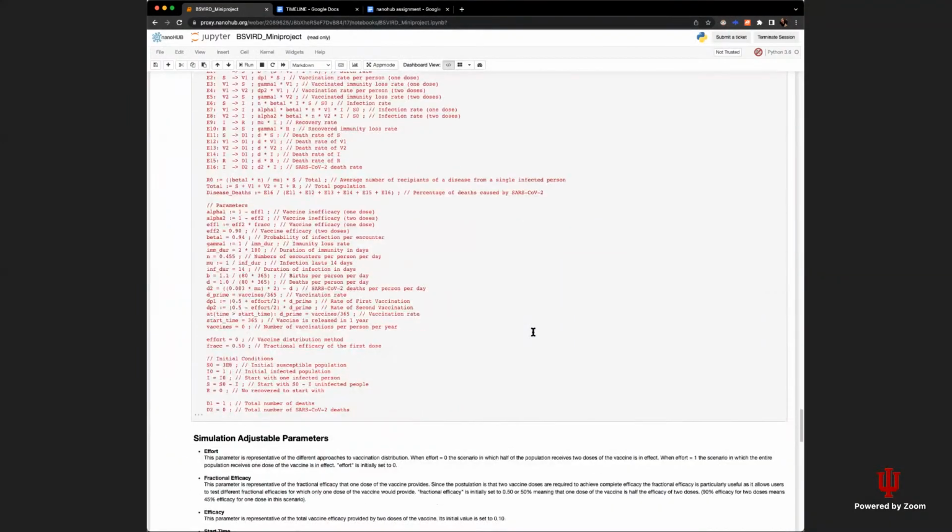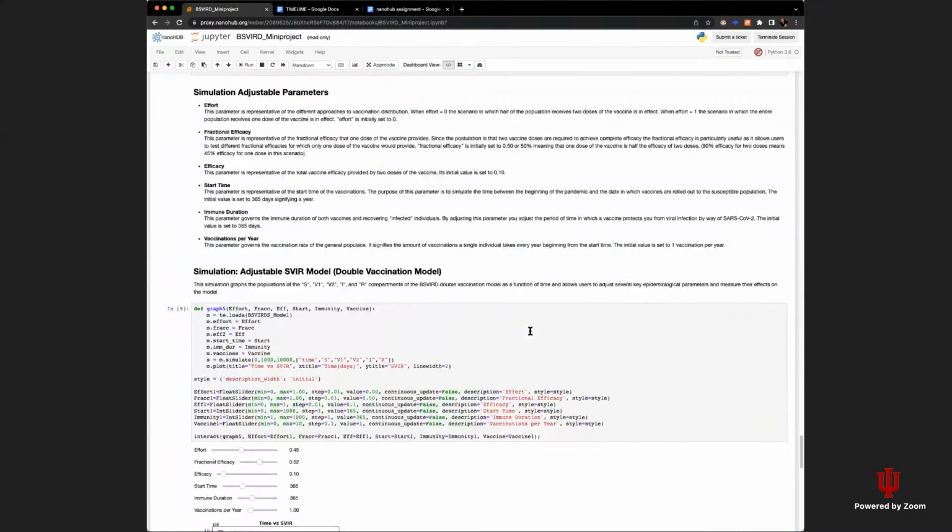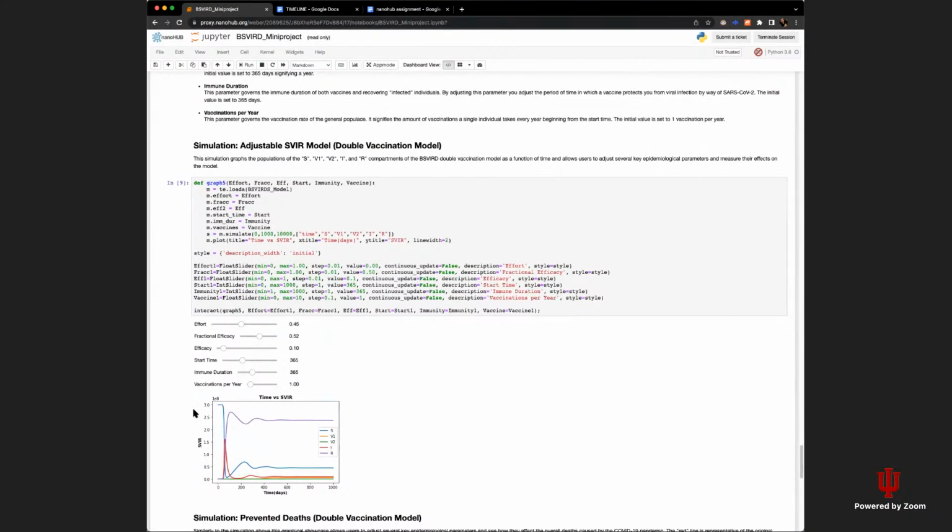And so if we scroll down, we have some more parameters to fool around with. One is effort, which is actually pretty difficult to see here, but maybe if we max out vaccinations, we can see it more easily, as well as the immune duration. Oops, that's not right. Let's increase efficacy. There we go.